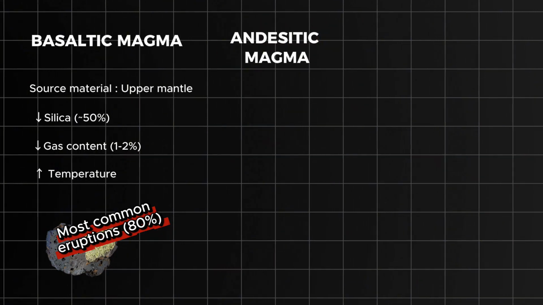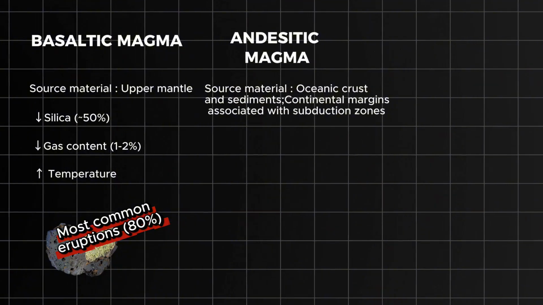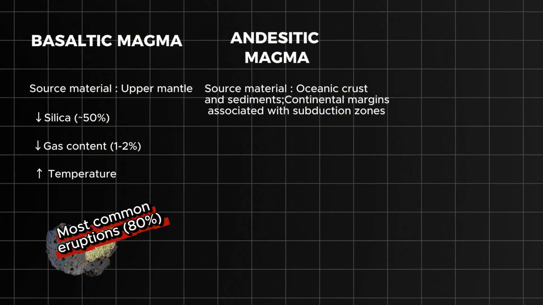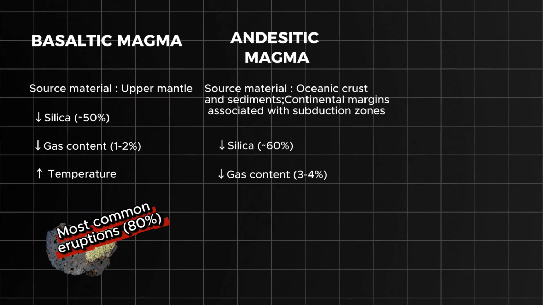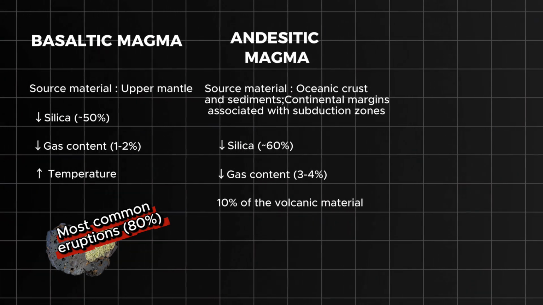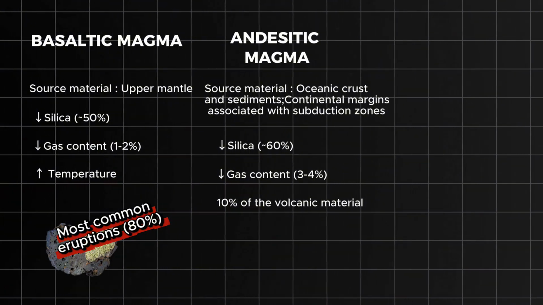Andesitic magma forms from partial melting of the oceanic crust in the presence of seawater under high pressure and temperature, typical of convergent plate boundaries. Andesitic lava has intermediate viscosity and represents about 10% of surface volcanic material. Examples include Mount St. Helens in the United States and Krakatoa in Indonesia.